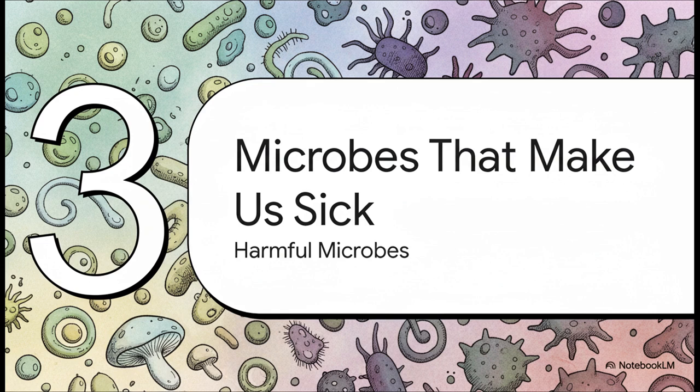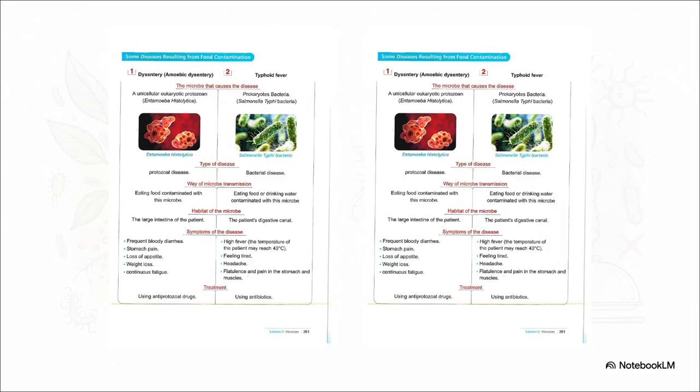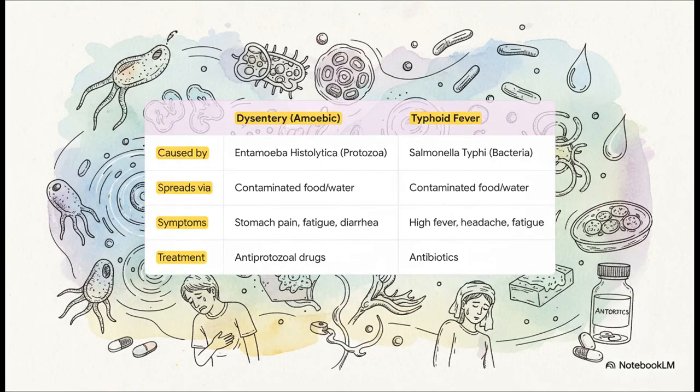Now it's time to switch gears and talk about the harmful microbes. And look, learning about how they work is really the best way to know how to keep ourselves safe from them. Okay, let's look at a couple of examples of these harmful microbes. Here on the left, you see Entamoeba histolytica, and on the right, Salmonella typhi. Now, both of these are bad news. They can get into our bodies if we eat or drink something that's contaminated, and trust me, they can make you really, really sick. This chart does a great job of comparing the two.